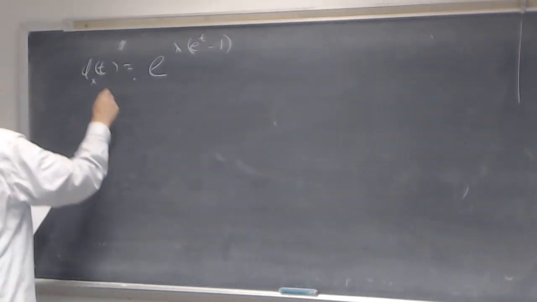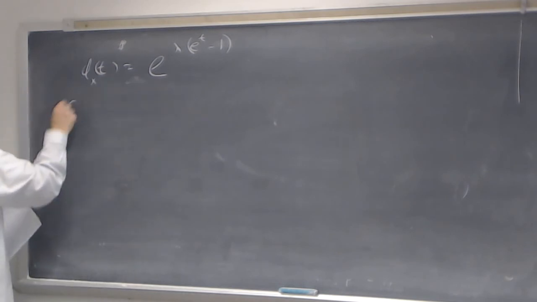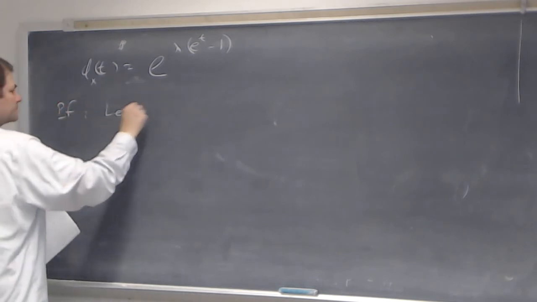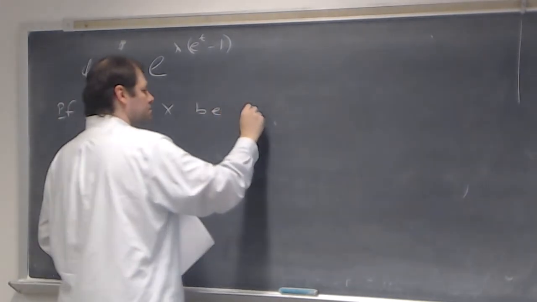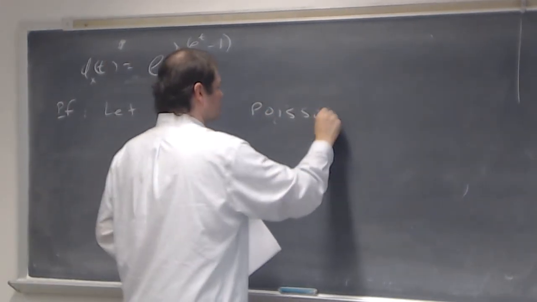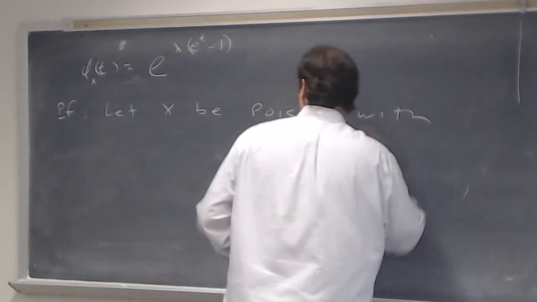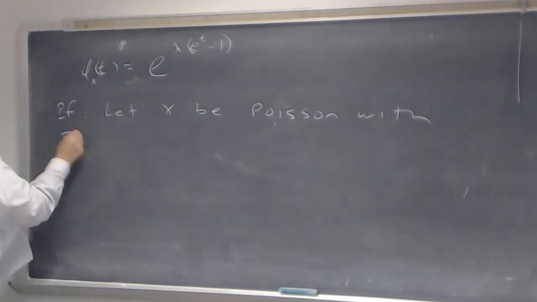Here's the proof. We're going to let X be Poisson with parameter lambda.